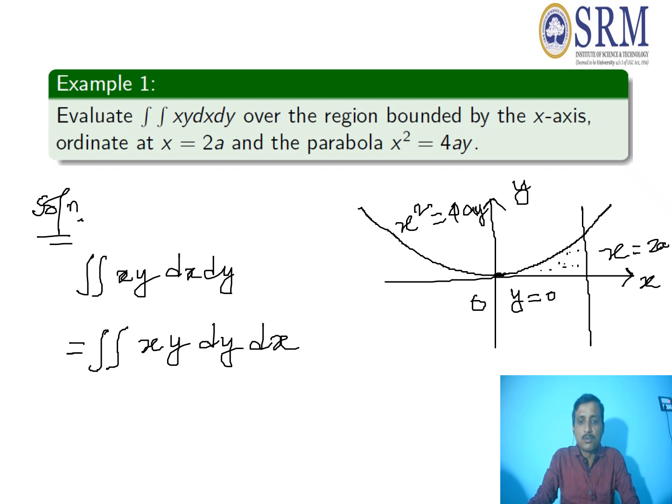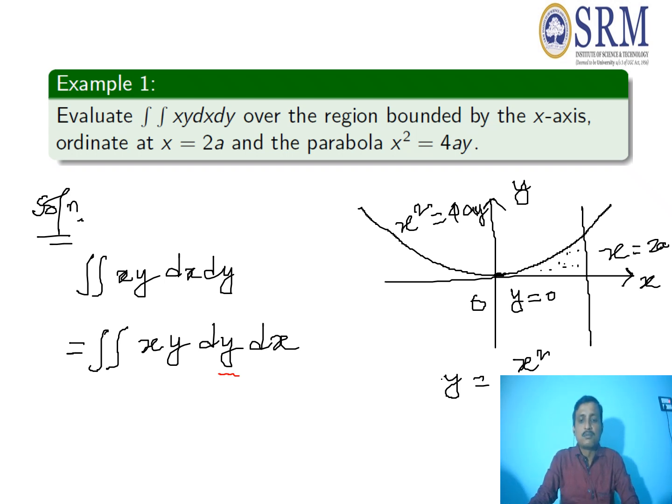Why am I doing it with respect to y? This curve is x² = 4ay, so if you rewrite this, you will get y = x²/4a. To avoid the square root type of things, I am doing the integration with respect to y first. Now what are the limits? First of all you have to write the limits for y first.